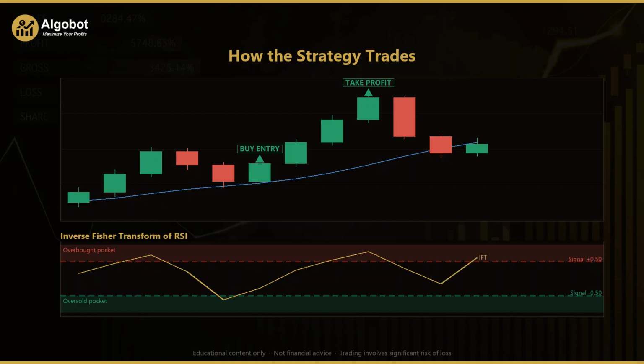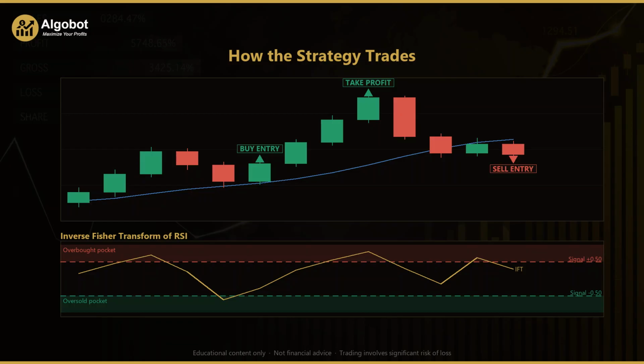Now watch the character of the market change. After the peak, price rolls over and starts closing below the trend line, and the trend line itself flattens and turns down. That flips the regime to a downtrend, so the strategy now only looks for shorts. Inside that downtrend, price stages a small bounce, a counter-trend rally back up.